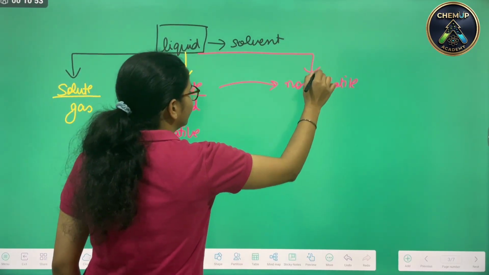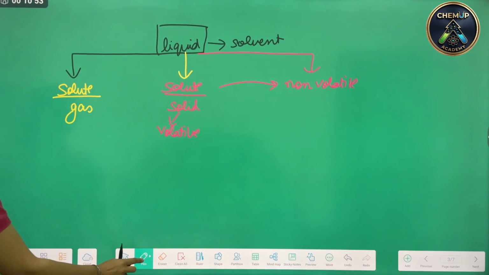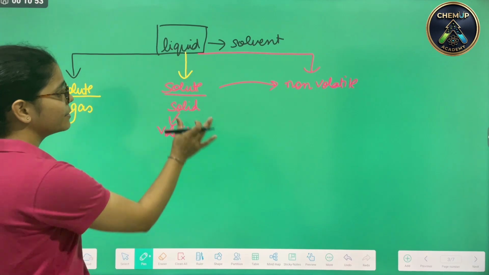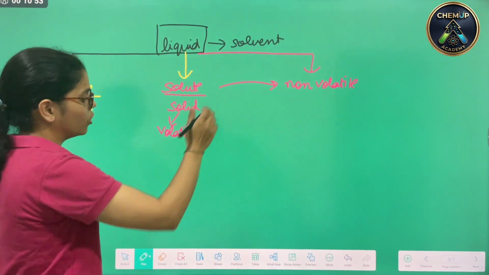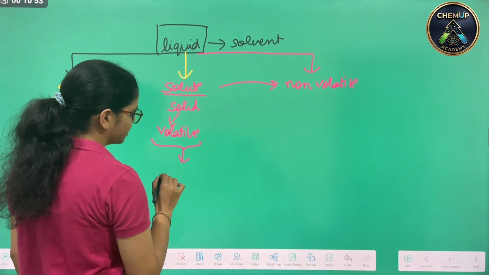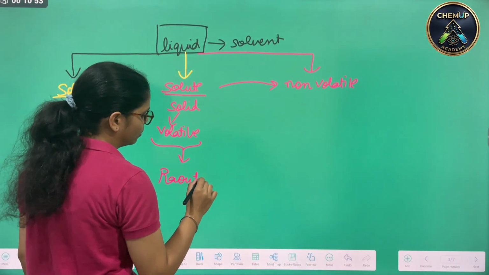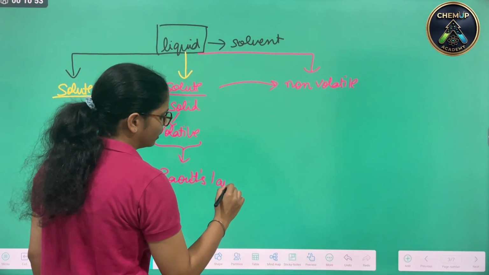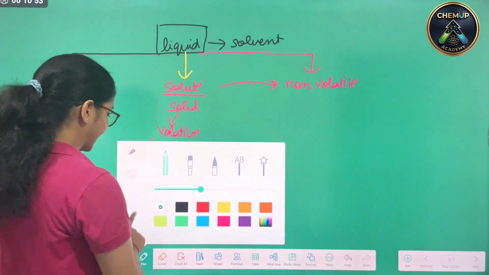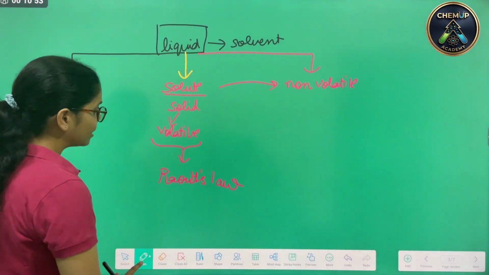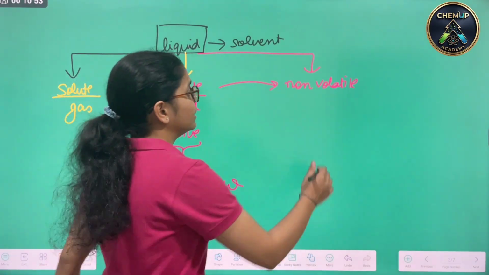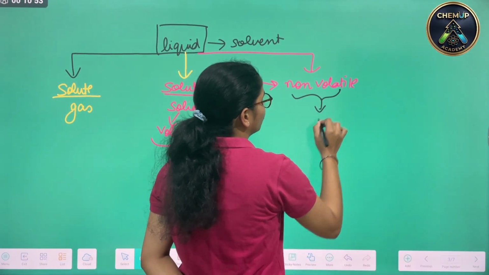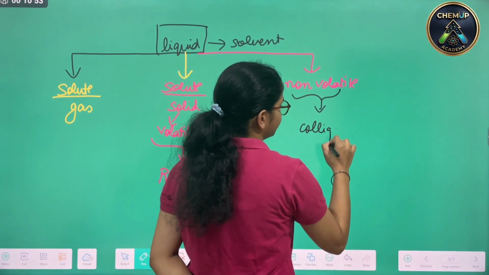So, whenever I talk in such terms, that means solute is my volatile solid and liquid is my solvent, then I shall be considering a Raoult's law. When I say that the component that I shall be using with this particular solvent is non-volatile solid, then I would say that those are my colligative properties.